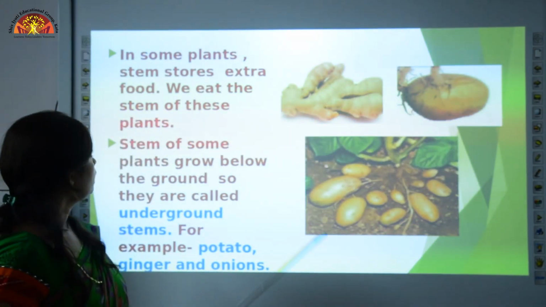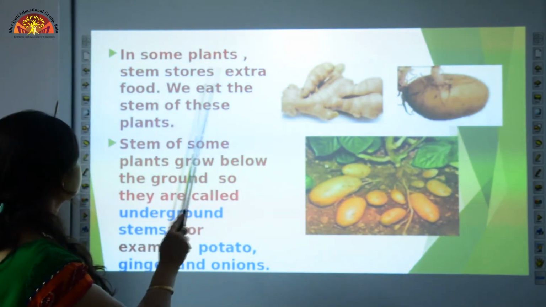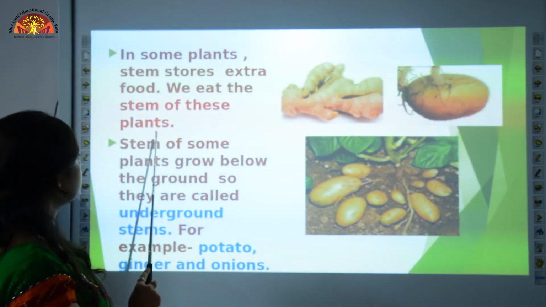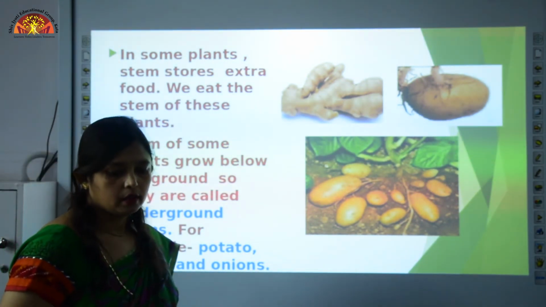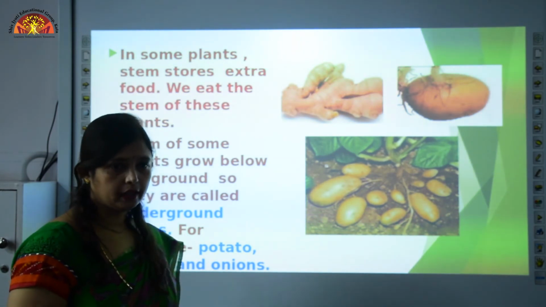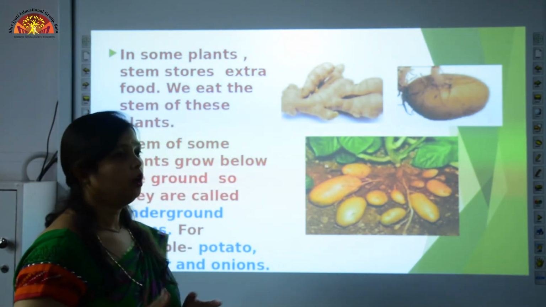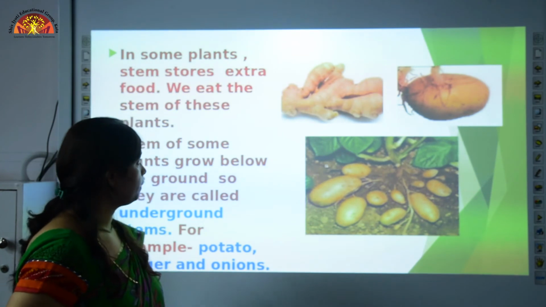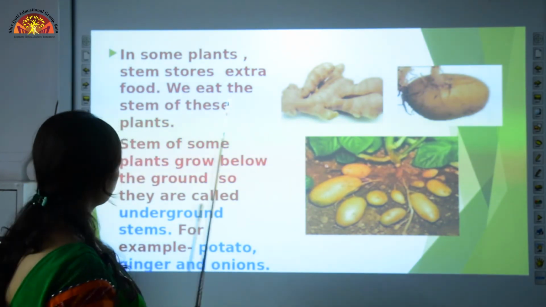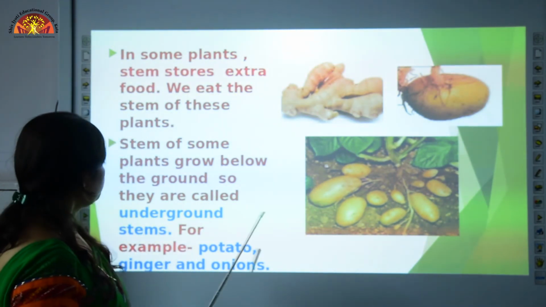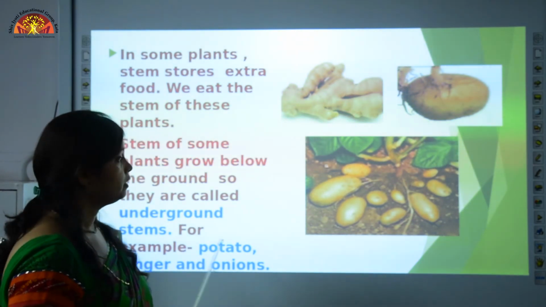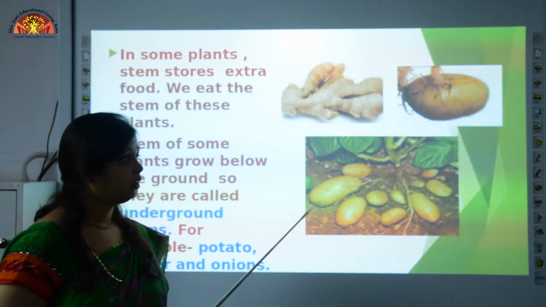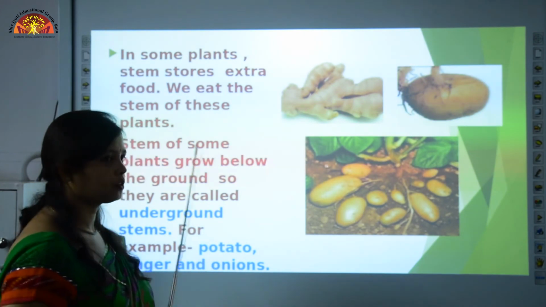Next is, in some plants stem stores extra food. We eat the stem of these plants. So as in roots, stem also stores food. So some plants in which stem store food are potato, onion, ginger, sugarcane. In all these plants stem stores food.